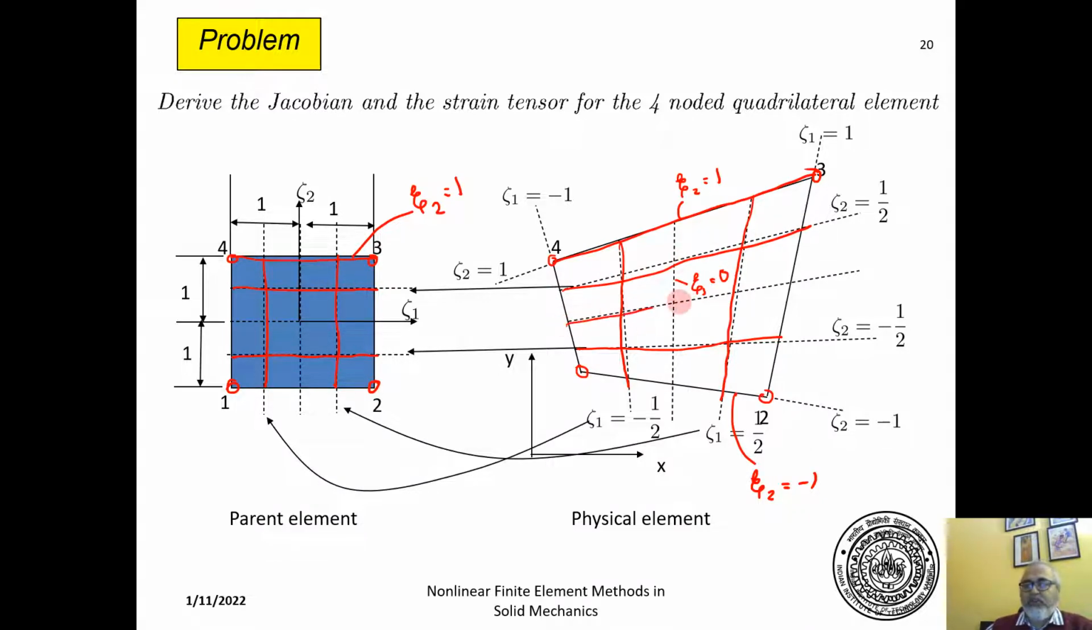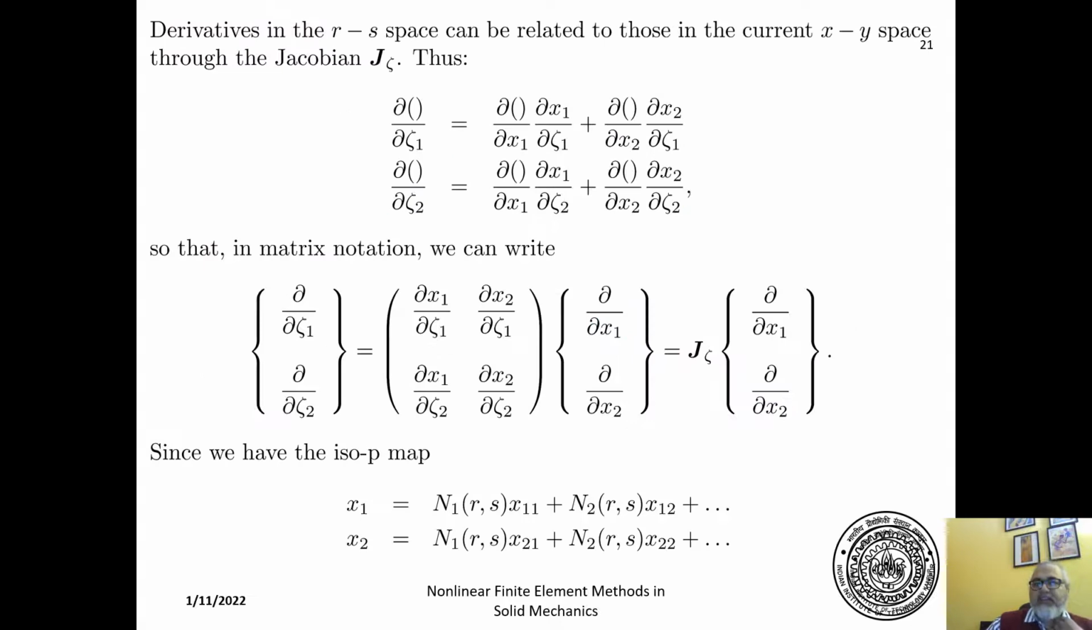This is zeta 2 equal to 0. So every point in this parent space is mapped to one and only one point in the physical space. And now once this is done, we can now write the derivatives using a chain rule.